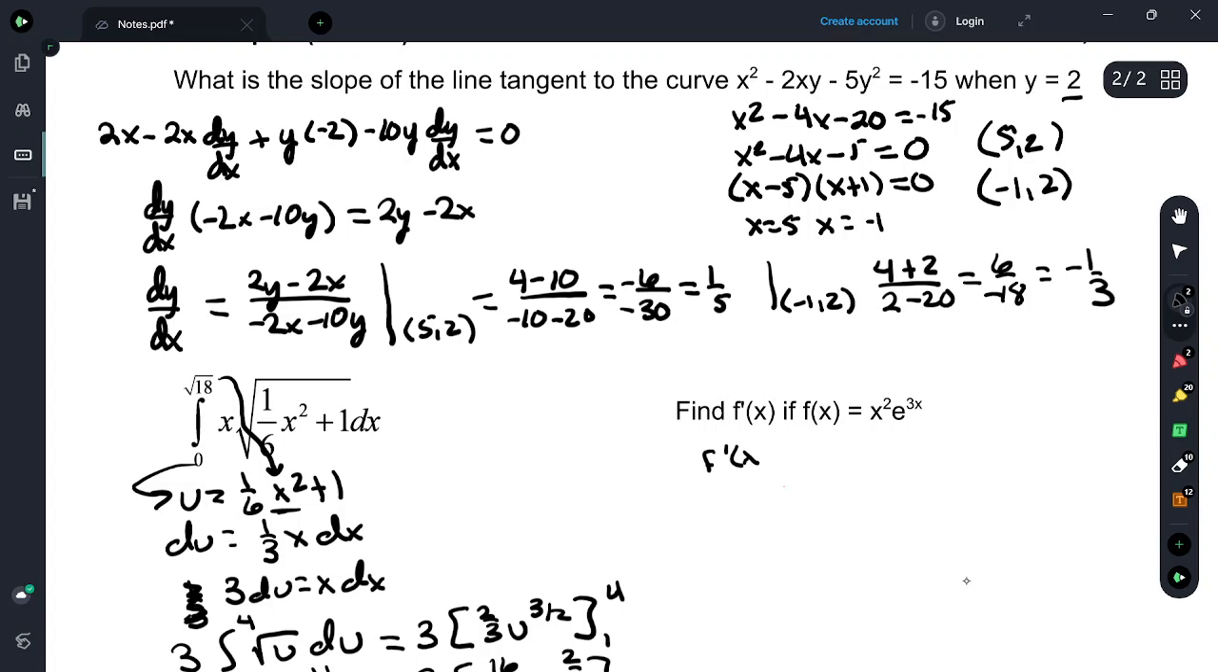So here the first derivative is first times the derivative of the second plus the second times the derivative of the first. And we can take an e to the 3x out of this and get 3x squared plus 2x.